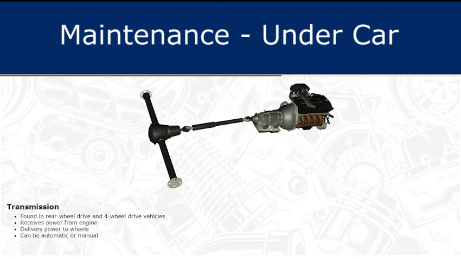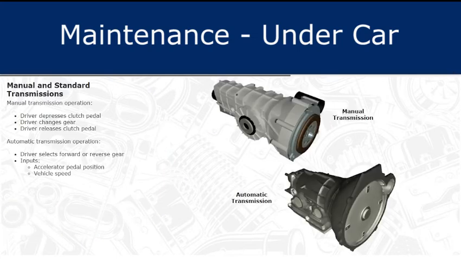A vehicle's transmission transfers power from the engine to the drive wheels through a system of gears and clutches. Transmissions can be automatic or manual. In a vehicle with a manual transmission, the driver depresses the clutch pedal to disengage the engine from the transmission, changes gears, and then releases the clutch pedal to re-engage the gears.